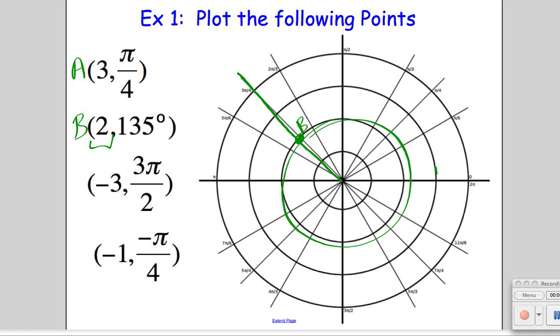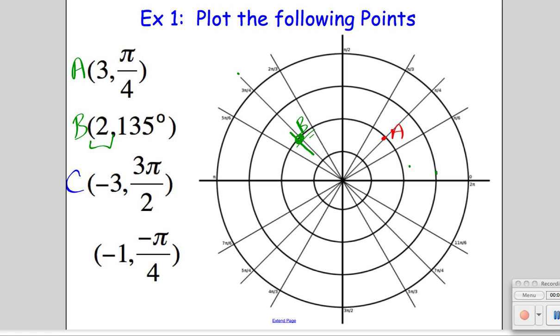We can call that B. So this is point B. And I'll leave point A on there so you can see it a little bit longer here. So A was on the third ring at pi over 4. This was A. So let's take a look at point C here. Point C is at 3 pi over 2 and on the third ring.